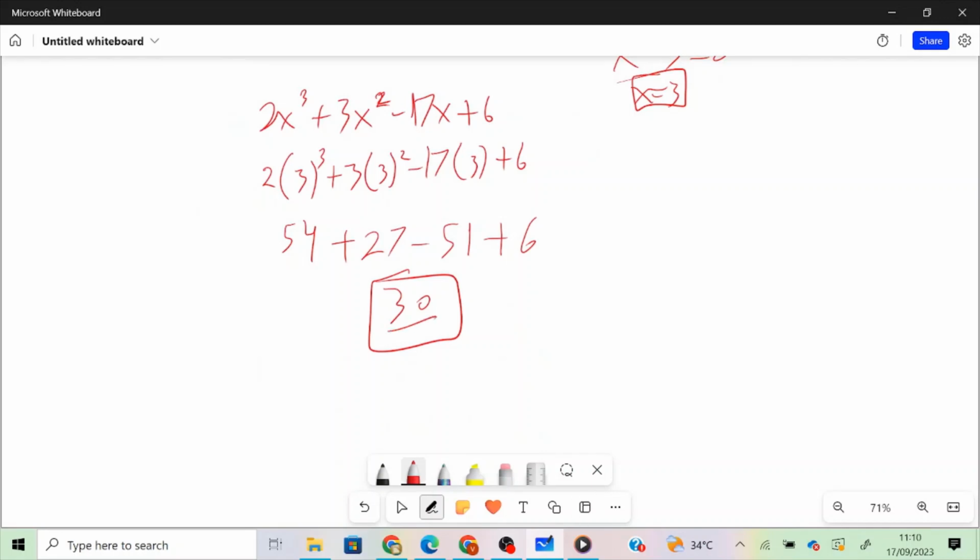The remainder is 30. Now, had we done this using the long division method, we would have gotten 30 as well in the end. But you can see how much quicker and how much more effective this method is as well.